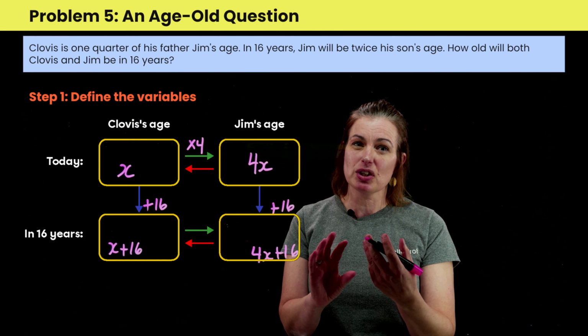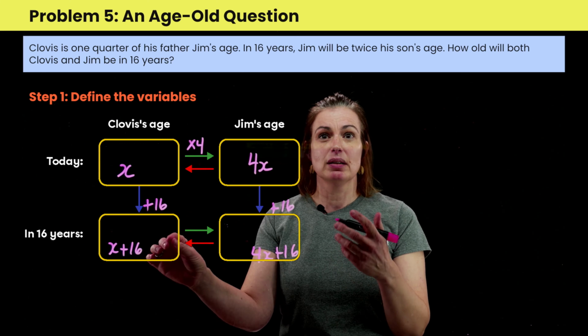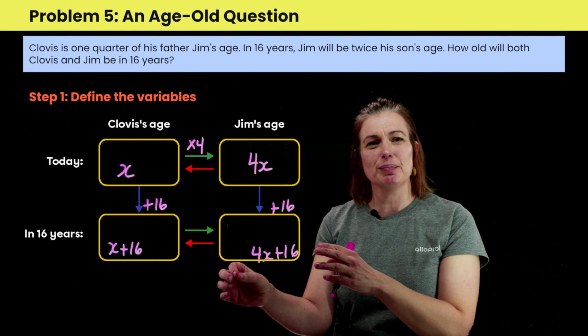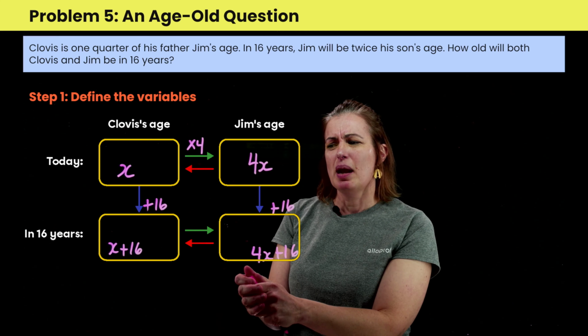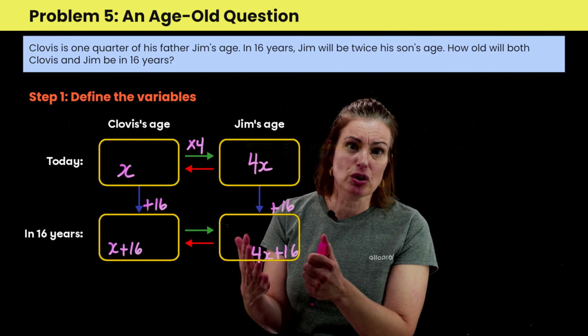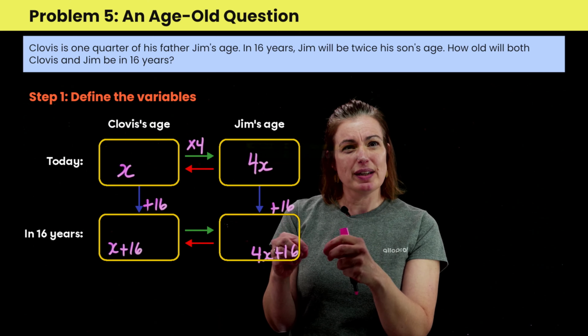So I have an option of taking Jim's age and dividing it by 2 to give me Clovis's age, which I guess would give me Clovis's age in 16 years. But again, I would prefer to go through multiplication. So I've got to think of that as well. Jim will be twice his son's age.